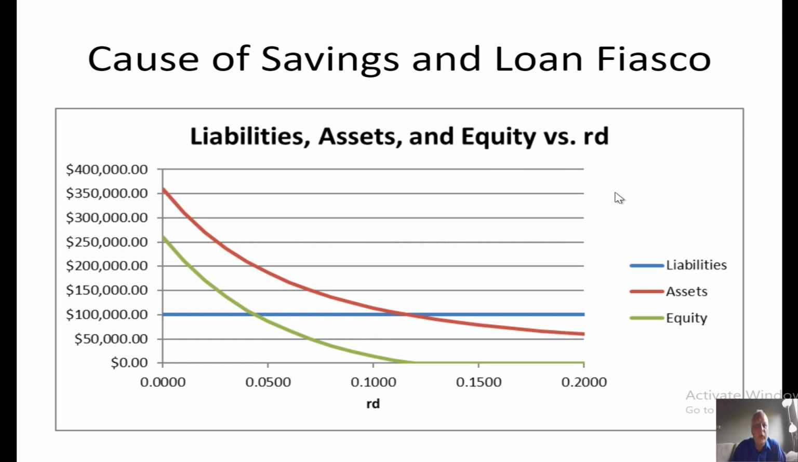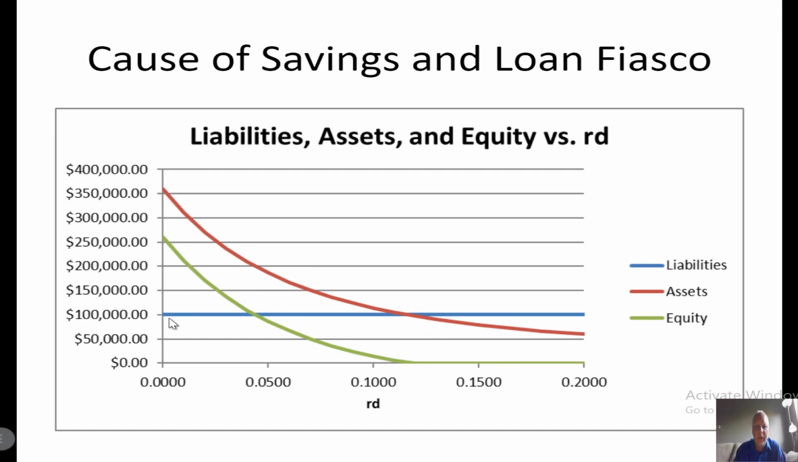Here is another graph showing in more detail the causes of the savings and loan fiasco. Again, it was a duration mismatch problem. If we look here at the blue, red, and green graphs, the green graph is the equity in a bank, the red line is the assets of the bank, and the blue line is the liabilities. So if I consider a savings and loan, the assets of the savings and loan in red here are long-term home mortgages. As interest rates go up, bond prices go down, and the value of those mortgages plummeted.